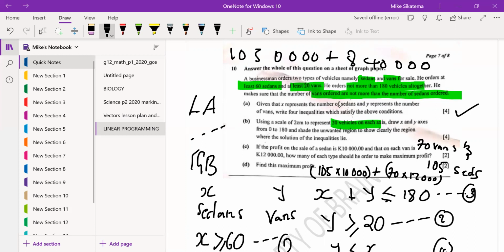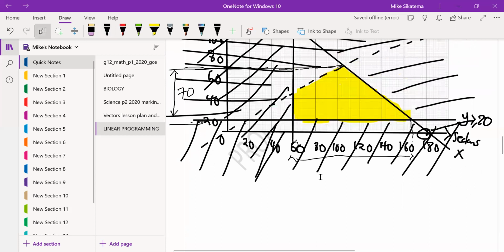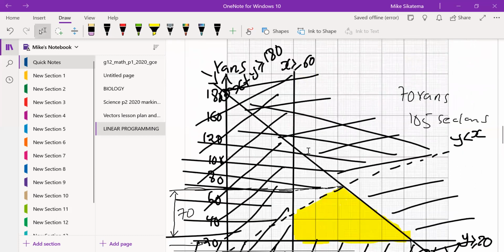So the maximum profit will be about 1,890,000 kwacha. So this is the maximum profit that he's going to make. So allow the graph to help you find the answer, and just know how you're supposed to plot inequalities and everything. So let's practice more.